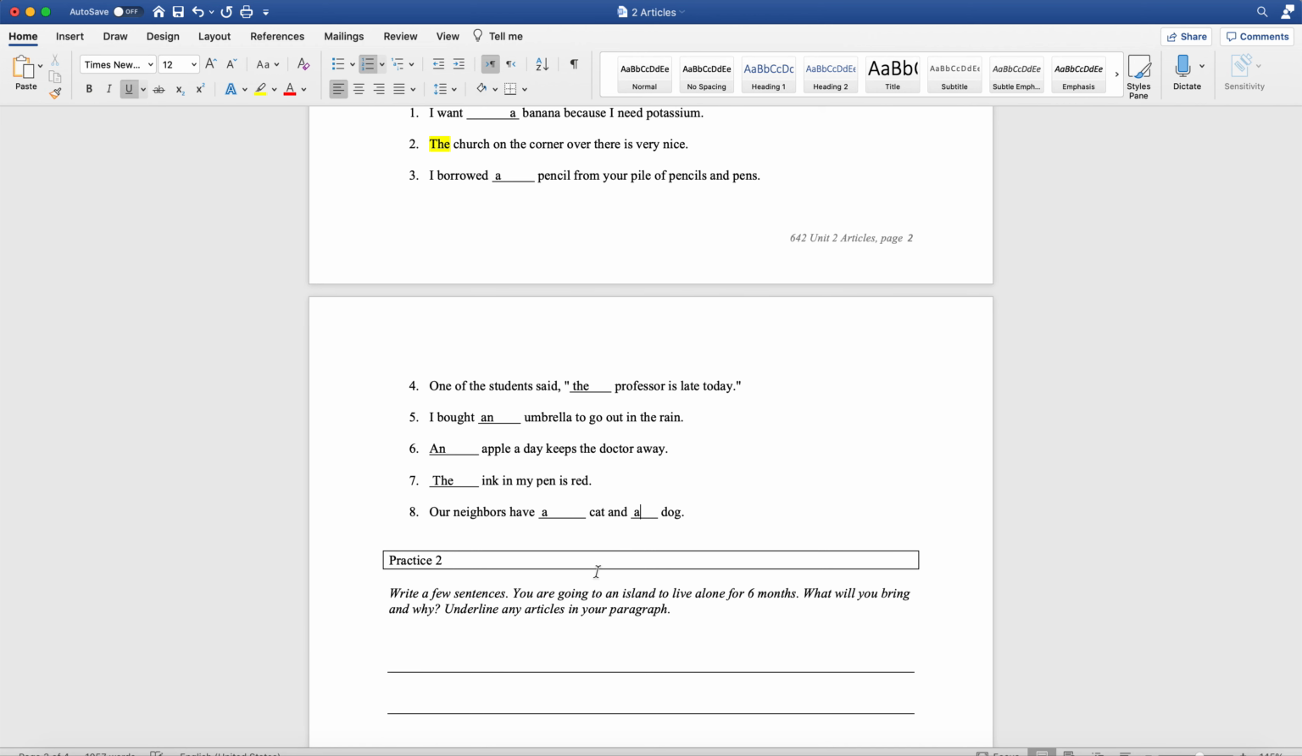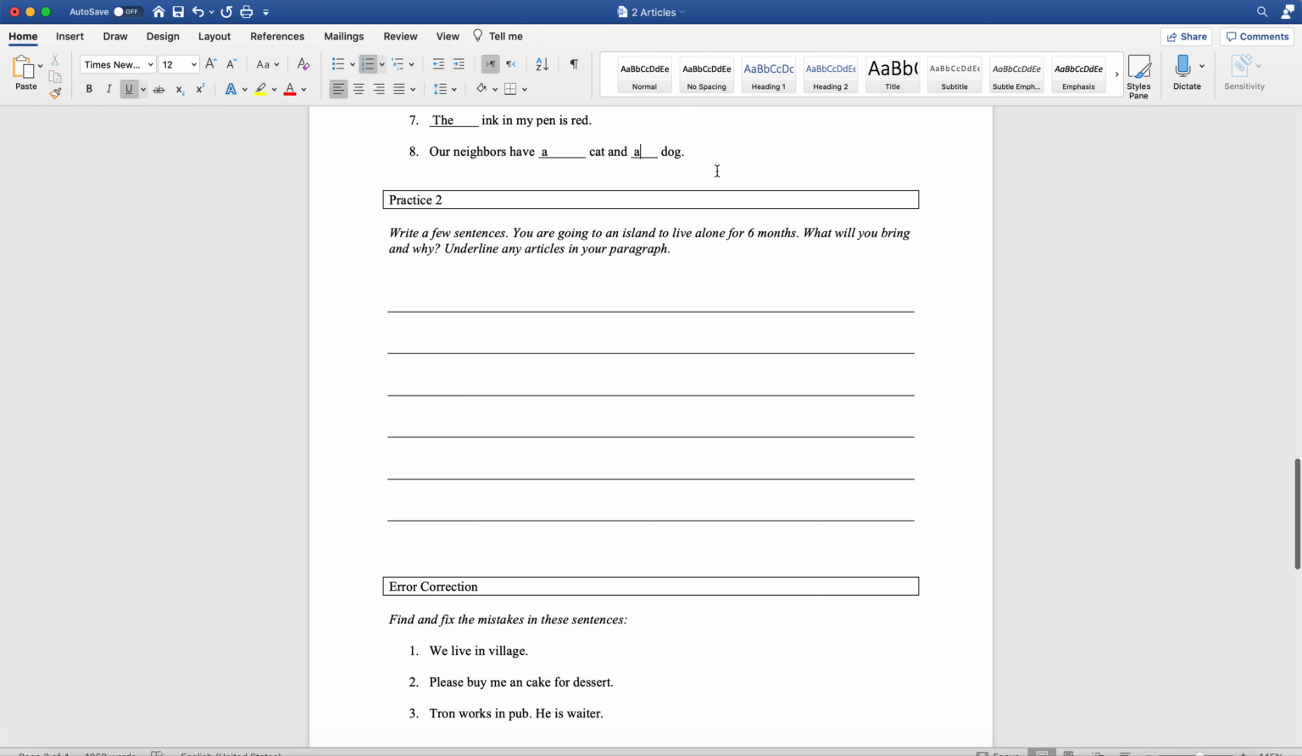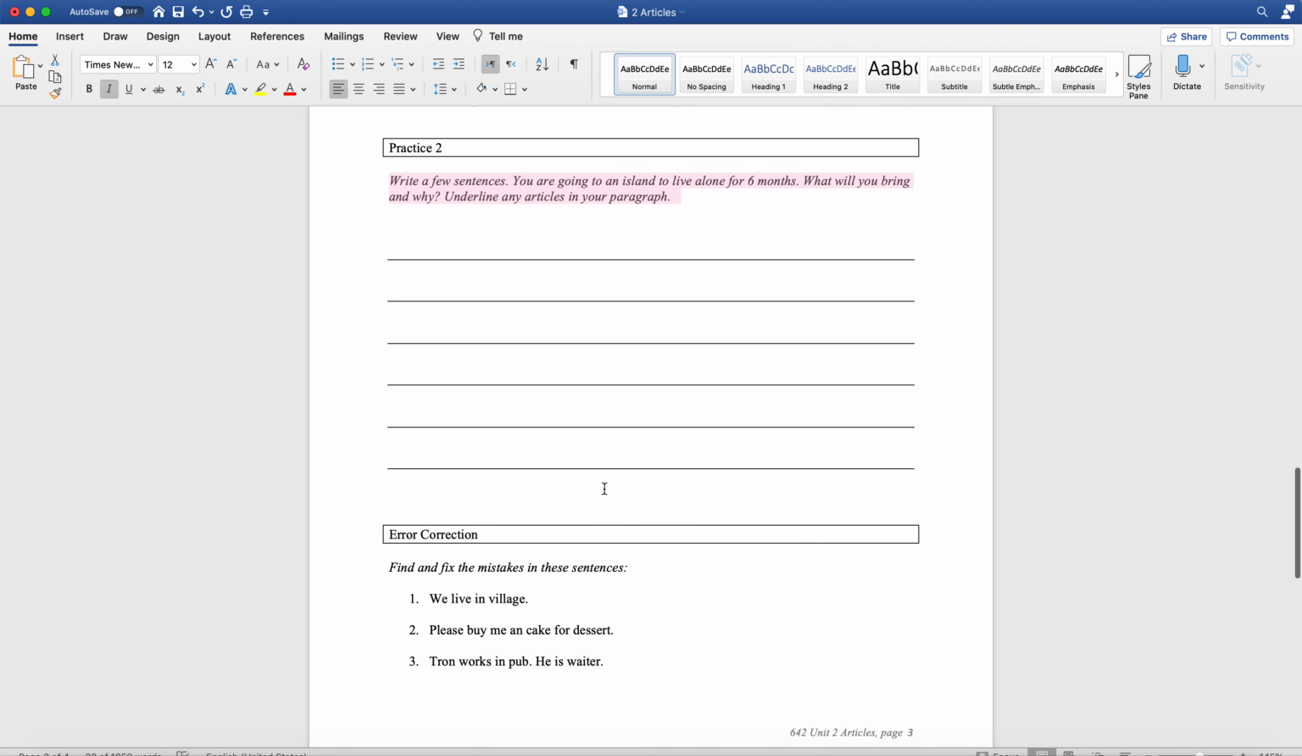For this one, you're going to write a few sentences. You're going to an island to live alone for 6 months. What will you bring and why? This is going to be one of your discussions for the week. You're going to write this answer in on one of the discussions.